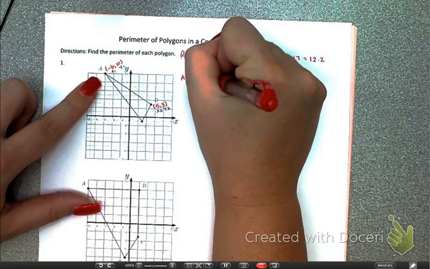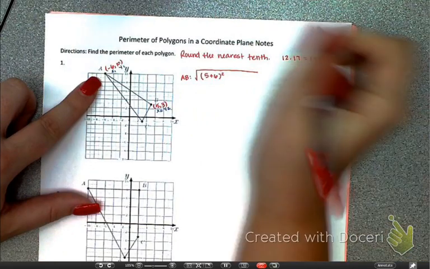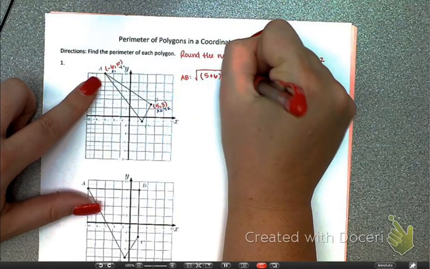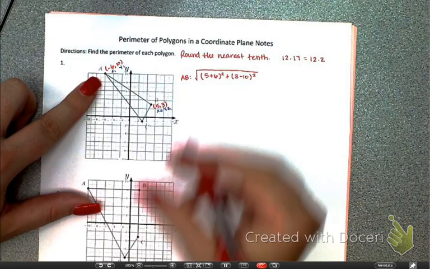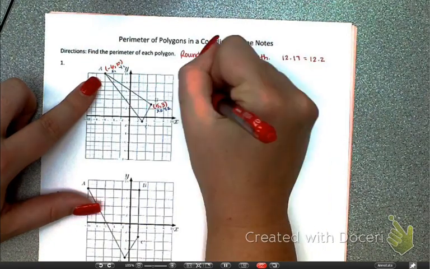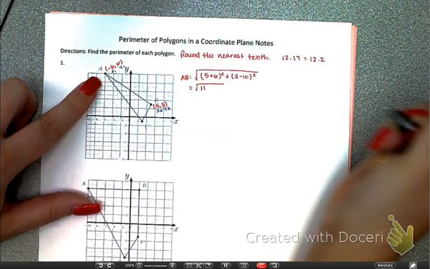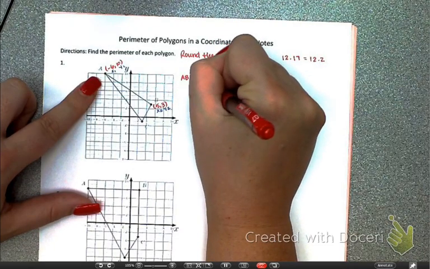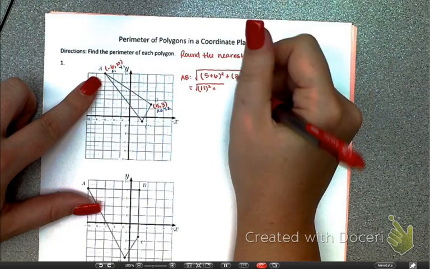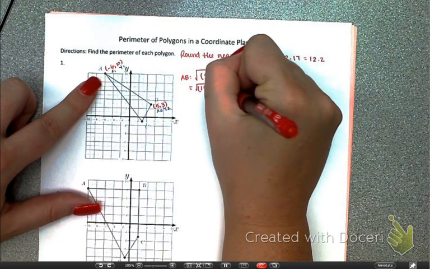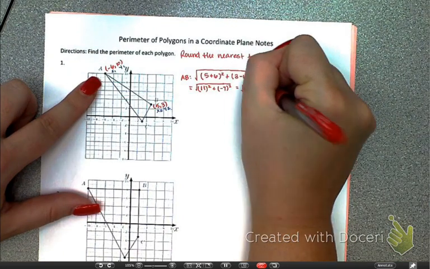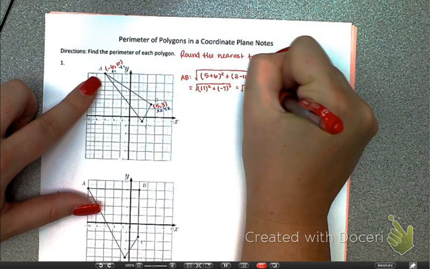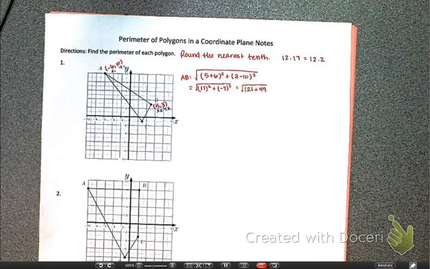5 plus 6, because it's minus a negative, plus 3 minus 10 squared. Five plus 6 gives me 11 squared, plus 3 minus 10 gives you a negative 7 squared, or 121 plus 49. Now you're using your calculator, so you can really put it in your calculator at any point.